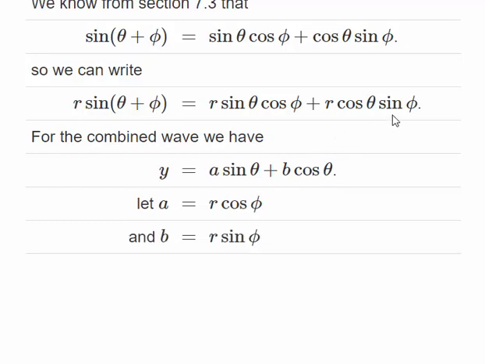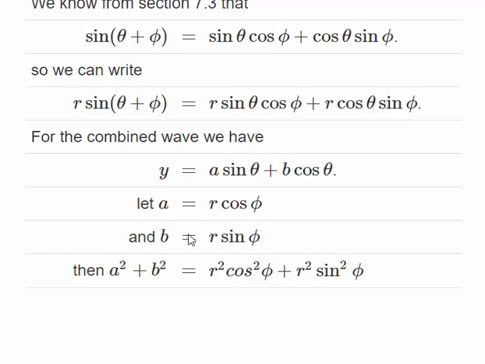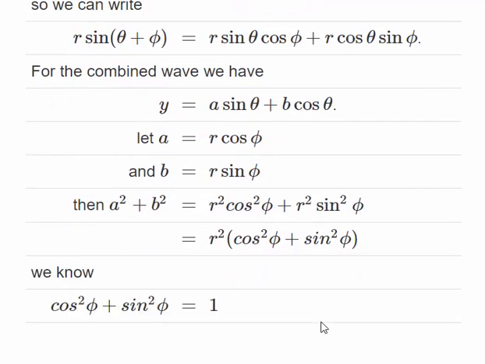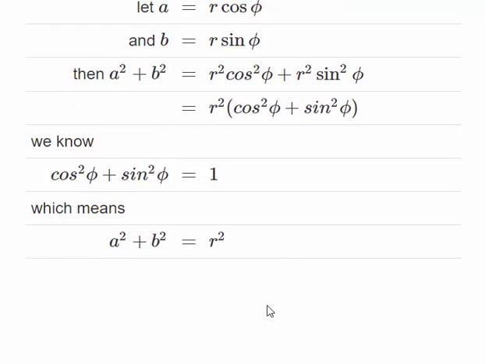If we square both terms and add them together, we're going to get a squared plus b squared is equal to r squared cos squared φ plus r squared sin squared φ. If we take r squared outside a bracket, we've got r squared times (cos squared φ plus sin squared φ), and we know that cos squared plus sin squared is equal to 1, which means that we can write that a squared plus b squared equals r squared, which means that r is equal to the square root of a squared plus b squared.